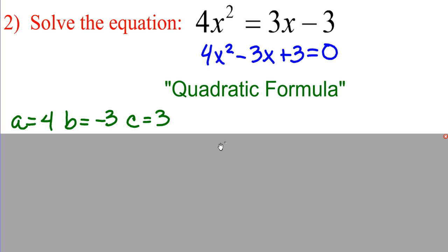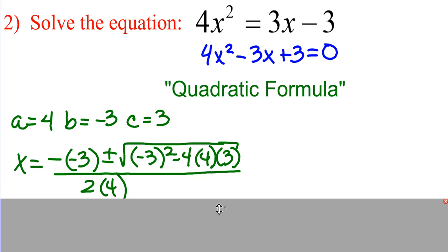I'm going to take those and put them into my patterns. Remember, x equals the opposite of B, plus or minus the square root of b squared minus 4 times a times c, all of that being divided by 2 times a. So if we substitute our values into our pattern, this is where we end up.